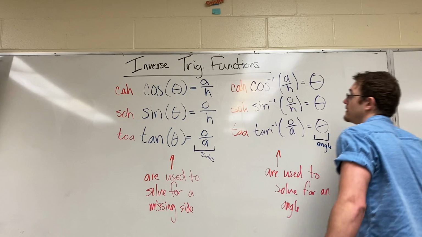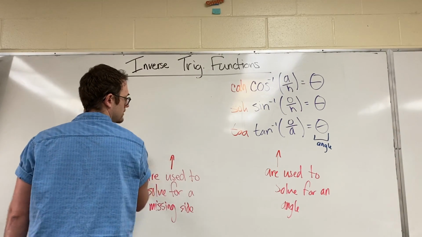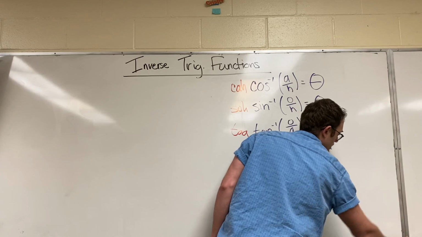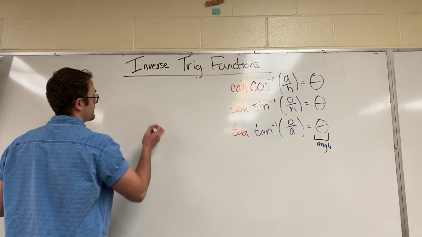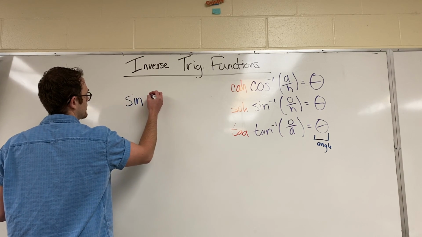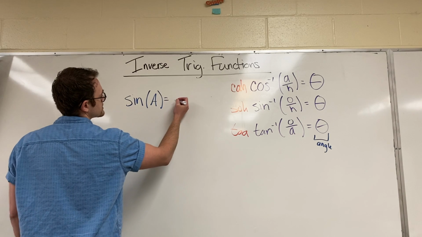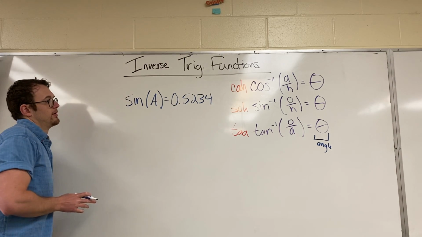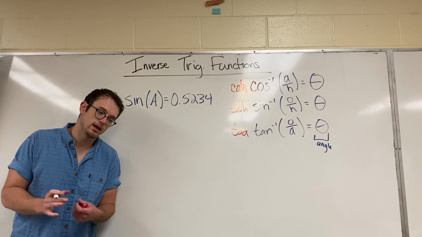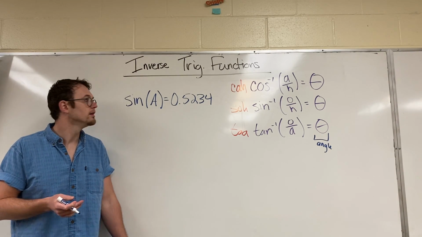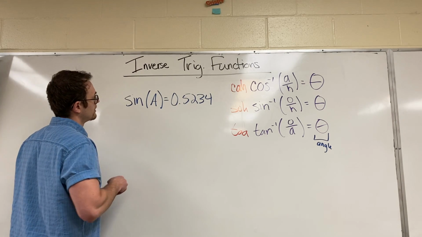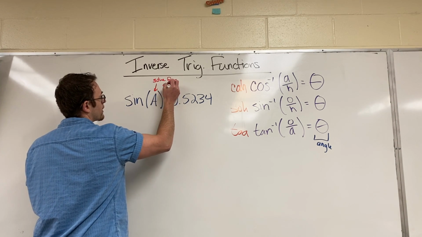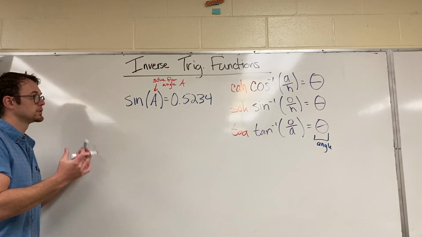So I'm going to erase this half. Don't need this either because we know we're going to be solving for an angle. So let's say I have sine of angle A equals 0.5234. There's only one thing I could solve for in this problem, and usually the directions are going to say what's the measure of angle A? Solve for the measure of angle A. So I need to solve for angle A. All right, that's what I'm trying to solve for.